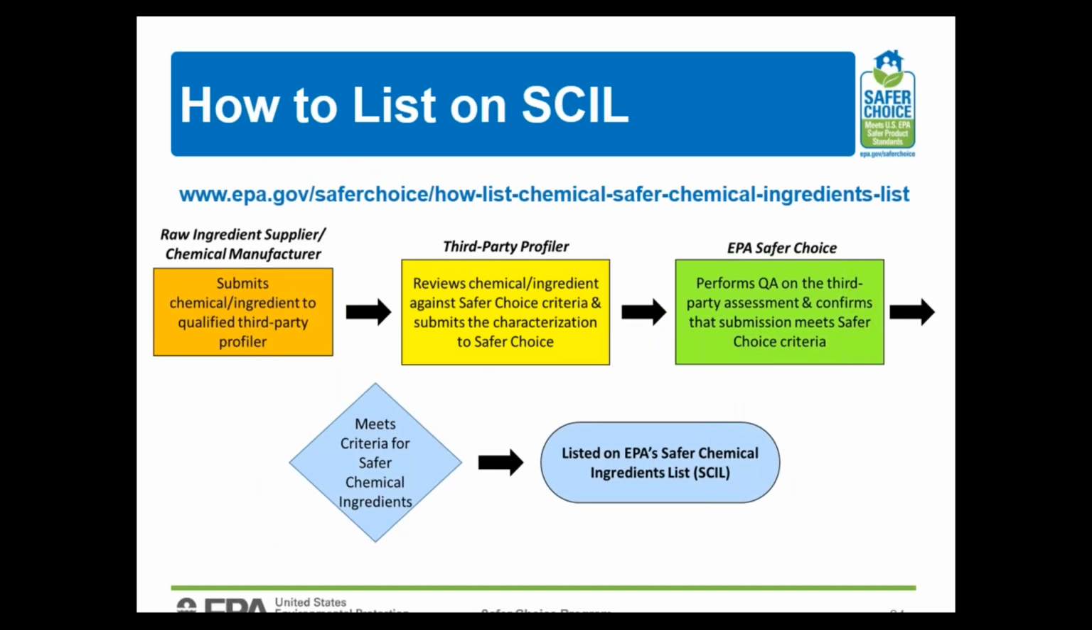Now, to get these chemicals listed on SCIL, it's very similar to what I showed you before in the last flow chart for the product review. It could be a raw ingredient supplier or a chemical manufacturer who will submit the information on the chemical, or if it was in a product as an ingredient, to the third-party profiler. It goes through that same criteria analysis, which is then submitted to us, much like before. And once we do agree with the third-party profiler that it meets our criteria, it will go on SCIL.